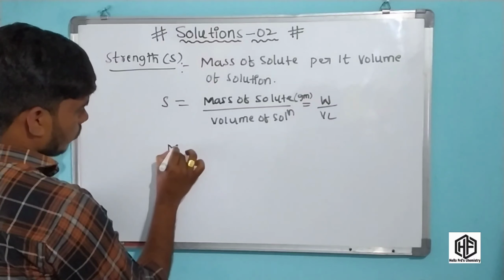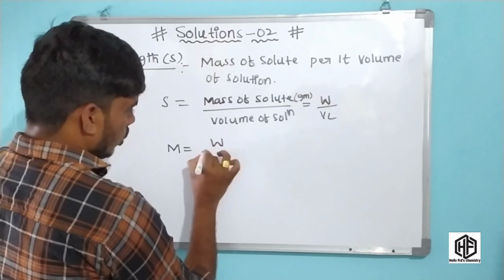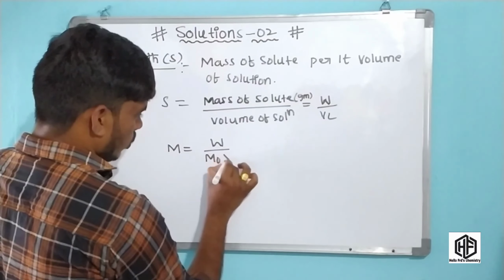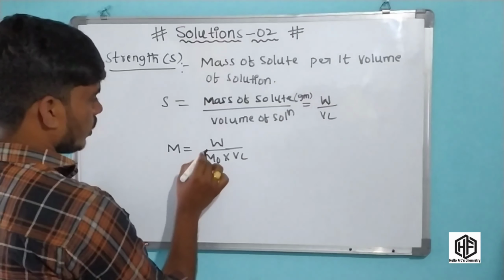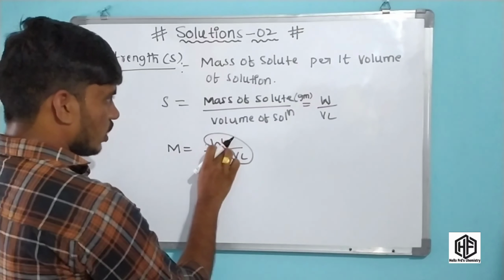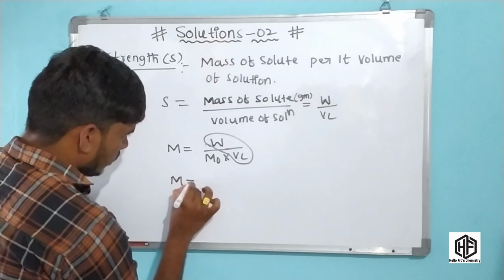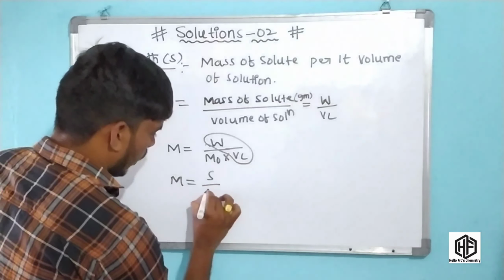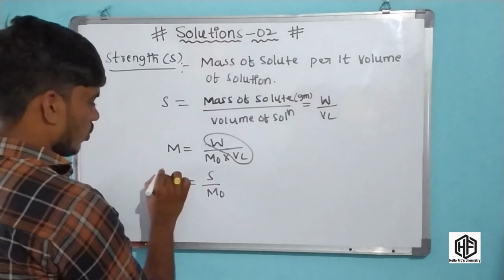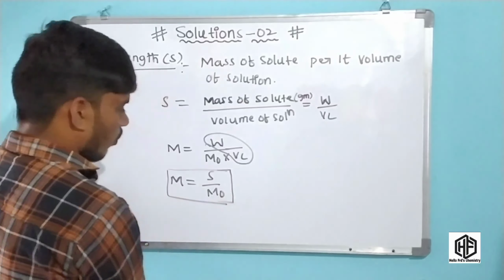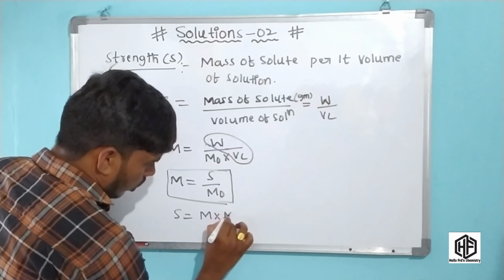Okay friends, in general molarity is equal to the weight of solute by molar mass of solute into volume of solution. This is called molarity. And weight of solute by volume of solution is called strength. Now molarity is equal to the strength by molar mass of solute. Now strength is equal to molarity into molar mass of solute.